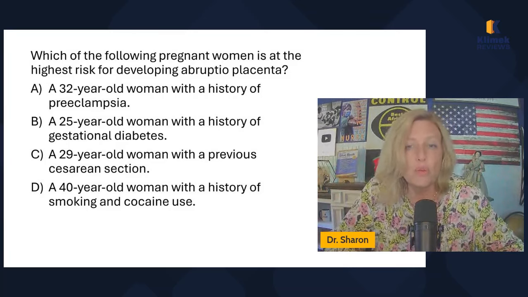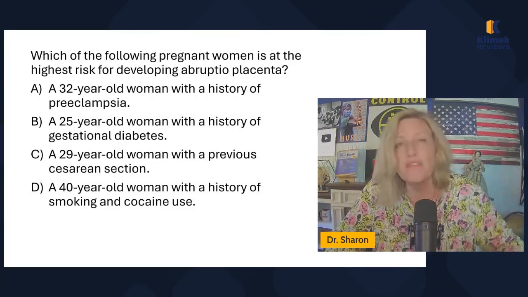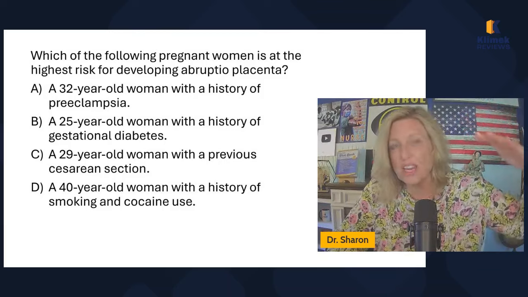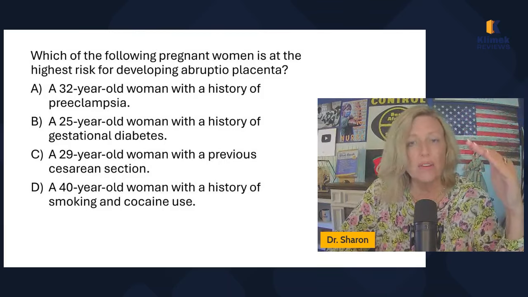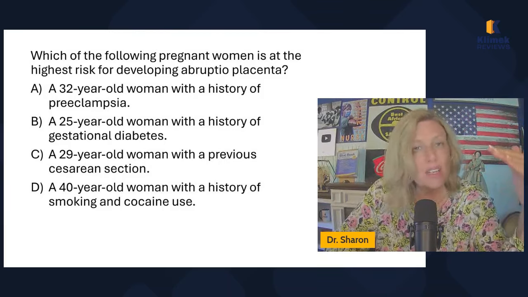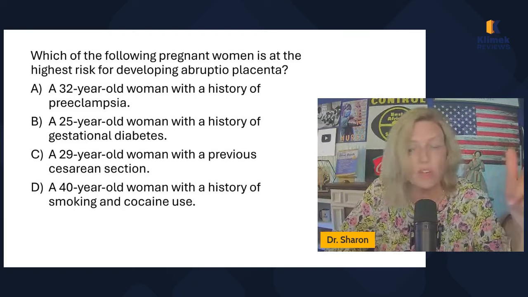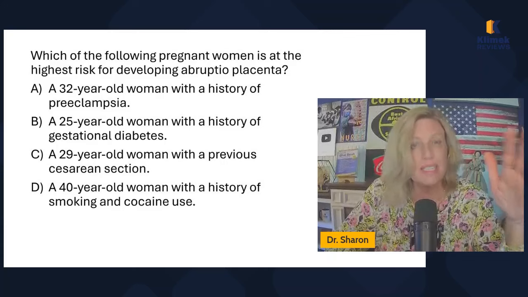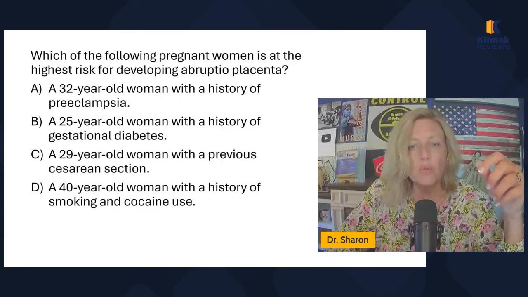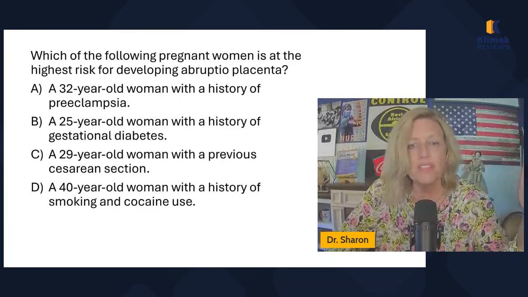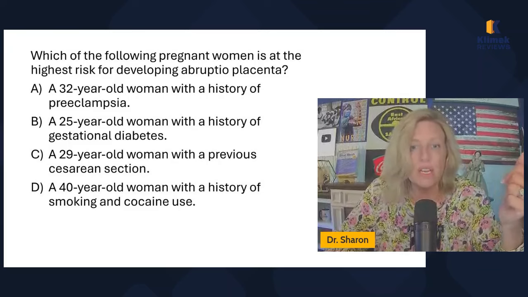A: 32-year-old woman with a history of preeclampsia. Well, 35 is sort of the age, so I'm not going to say 32. Preeclampsia is not a known risk factor. So I'm thinking no on A. B: 25-year-old woman, age, nope, not old enough. History of gestational diabetes, not a risk factor. C: 29-year-old woman, 29 is not old enough. Previous C-section, not a risk factor.